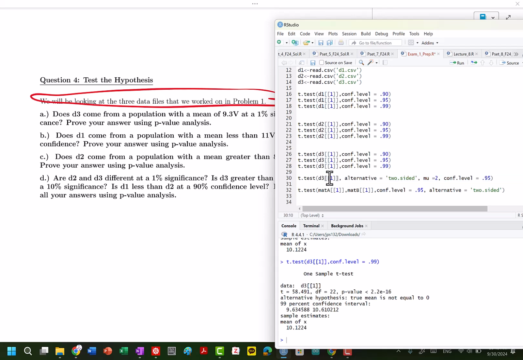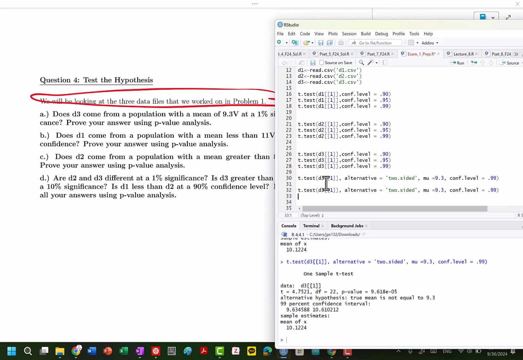Okay, so does D3 come from a population with a mean of 9.3 at a 1% significance, so 0.99, and that's going to be a two-sided test. All right, so we know based on the p-value that we are going to be in the do not reject regime. Why? Because our p-value is less than our alpha over 2, which would be 0.005. So there we go.